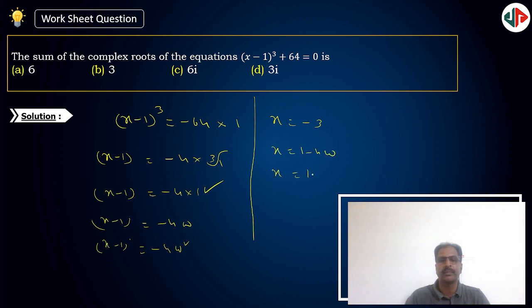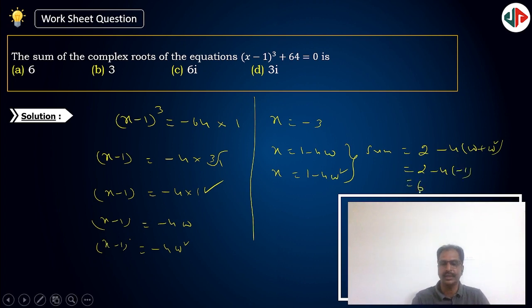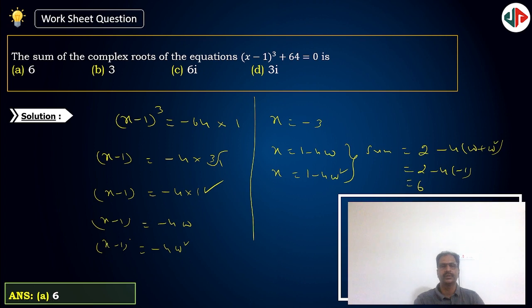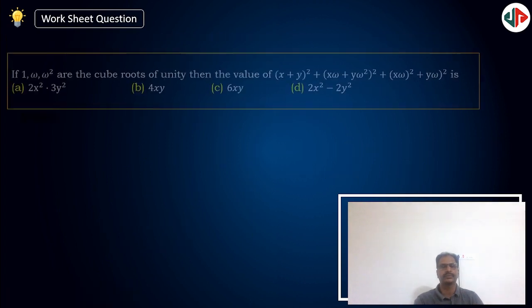Third, but what is the question? This is not complex root. The sum of complex roots. So what is sum of these two? This is nothing but 2 minus 4 into omega plus omega square. Omega plus omega square is minus 1, so this will be 6. Option A. Sum of the complex roots.